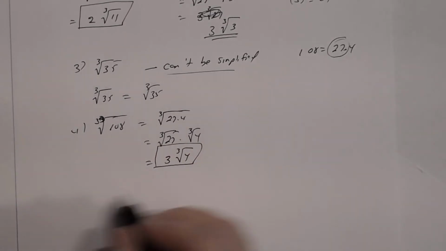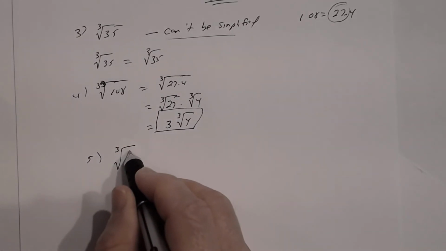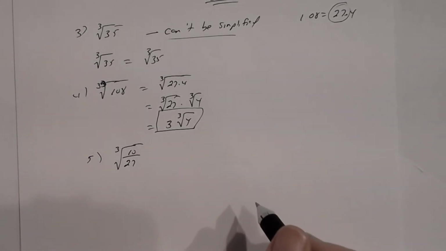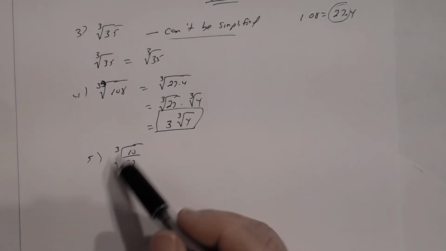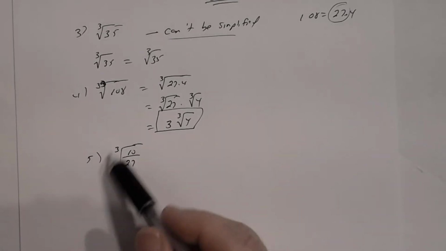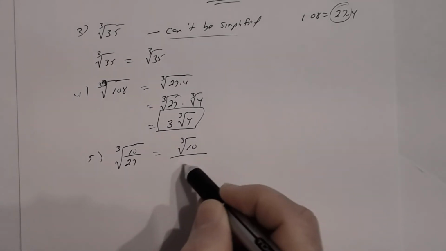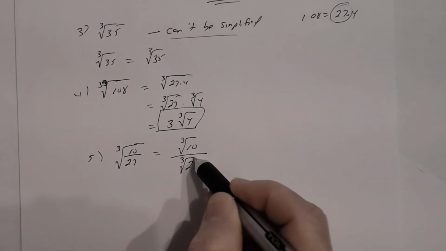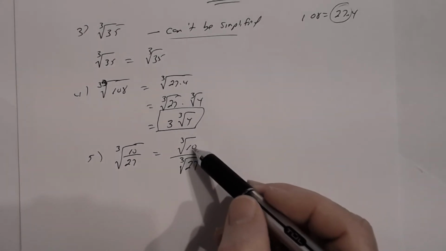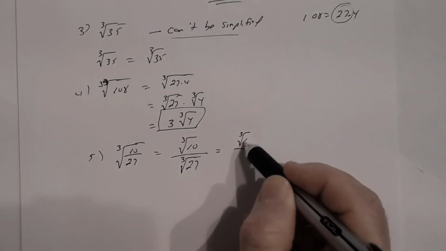Okay? Number 5, we have the cube root of 10 divided by 27. So remember in the previous lesson when you talked about the quotient rule? That's what we're going to use here. So this will become the cube root of 10 divided by the cube root of 27. Can I simplify the cube root of 10? Is there a perfect cube other than 1 that goes into 10 evenly? No. So the numerator is going to stay the cube root of 10.